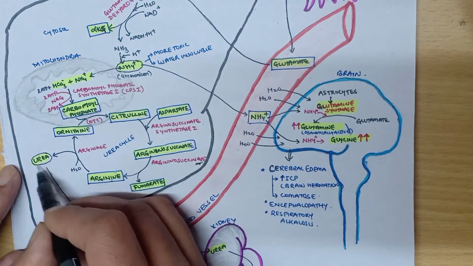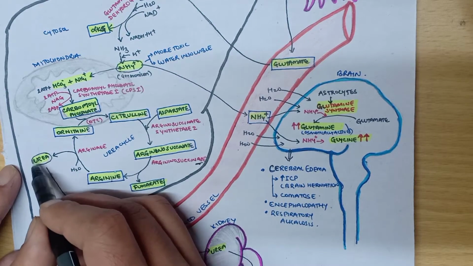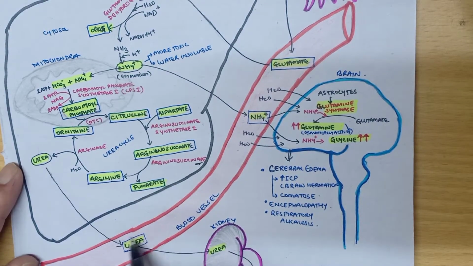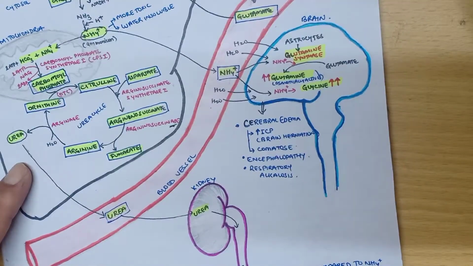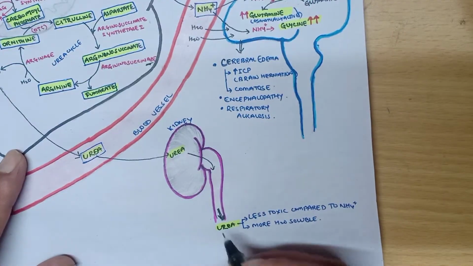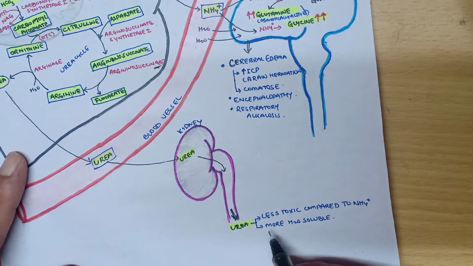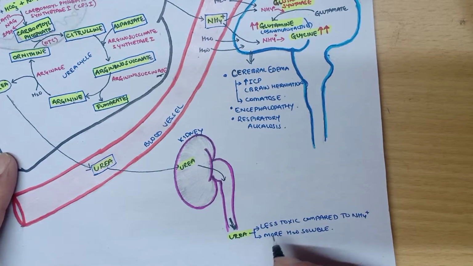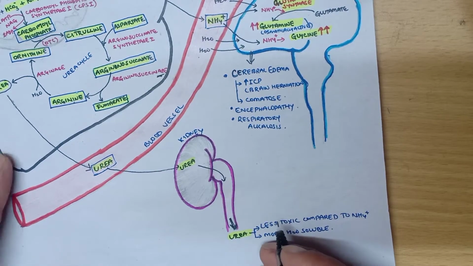So urea, which is formed as a byproduct in the liver, will enter into the blood circulation. This urea will now be transported to the kidney where it is excreted in the urine. So urea is less toxic compared to ammonia, and it is more water soluble, so it is easily excreted in the urine. Now we will discuss the urea cycle in more detail.